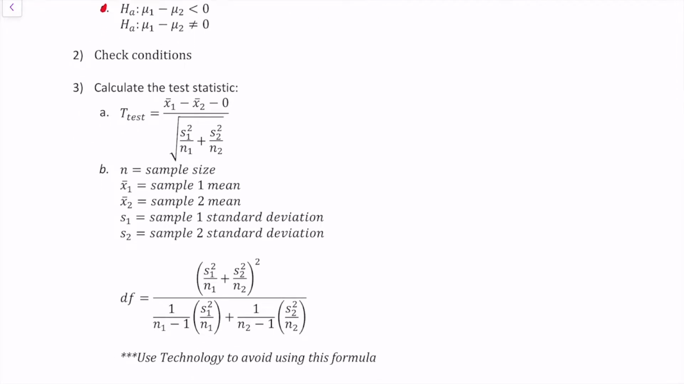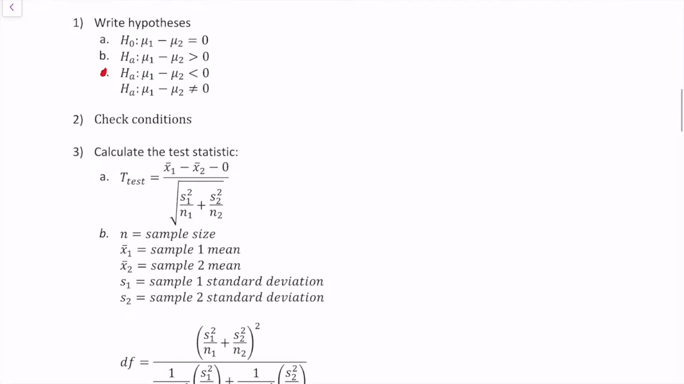A bunch of formulas. We calculate the test statistic. And how do we get the test statistic? It's x1 bar, so the sample 1 mean, minus x2 bar, so that's the mean of the second sample, and then minus 0. So this 0 is what we call the hypothesized difference, right? And that 0 just comes from the hypothesis here.